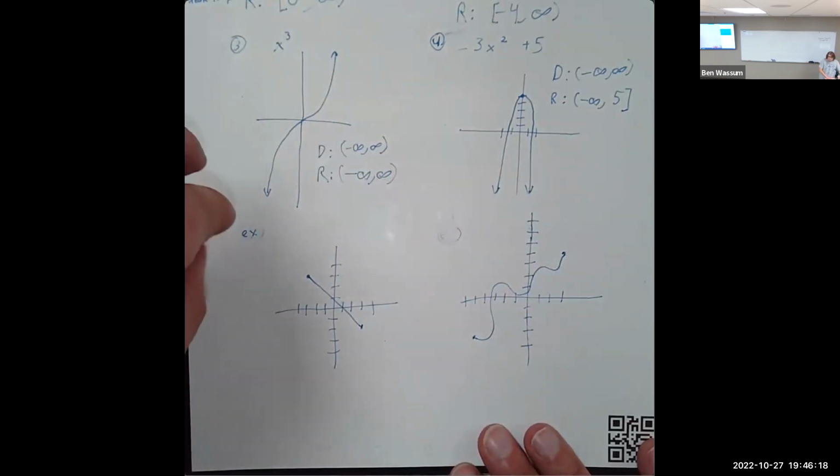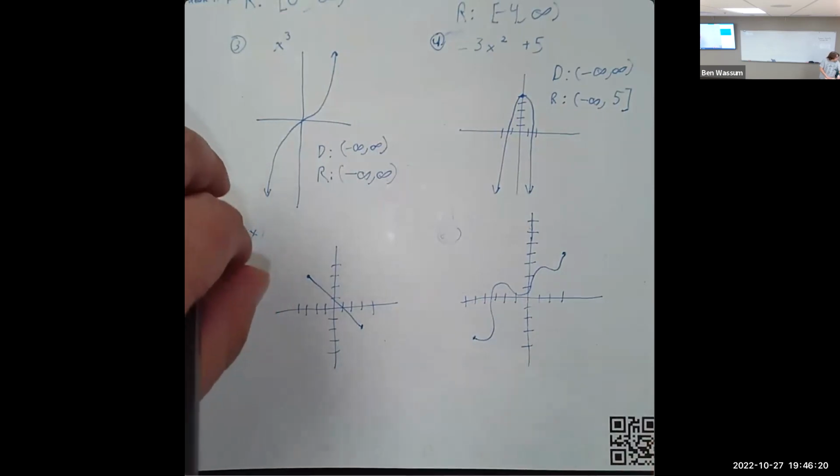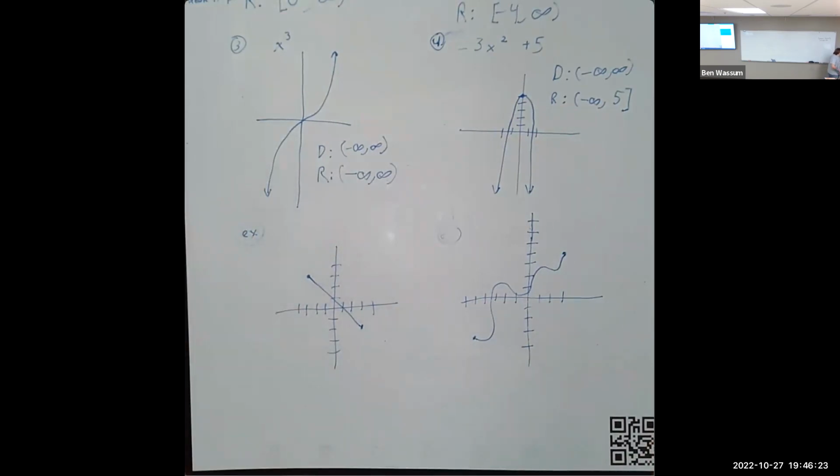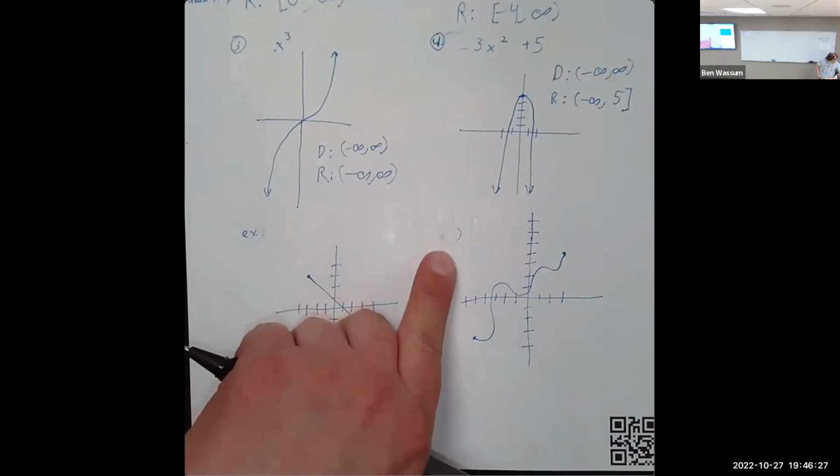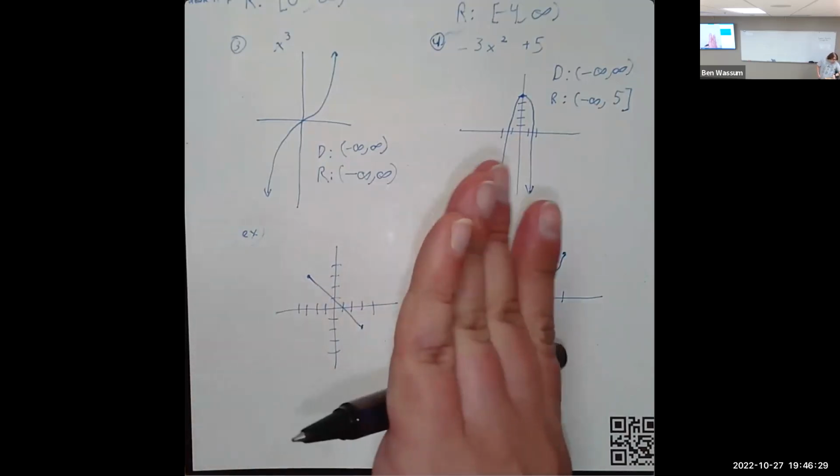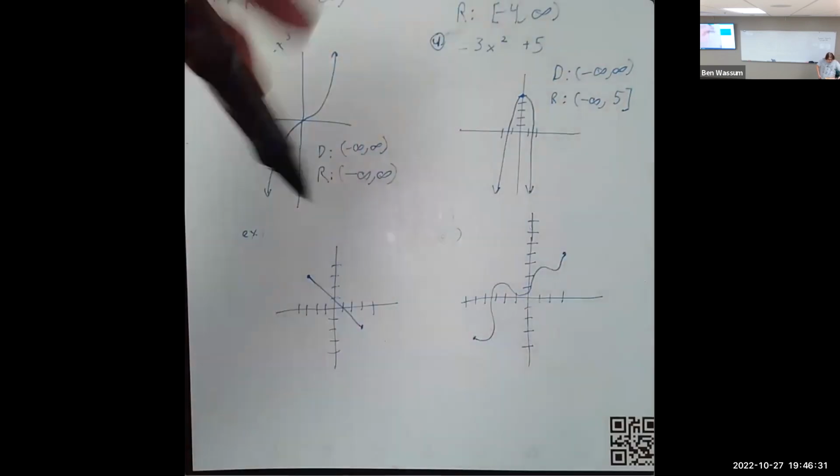Pretend that passes the vertical line test. I don't care. Those letters in that circle are absolutely on this side of my hand somewhere.